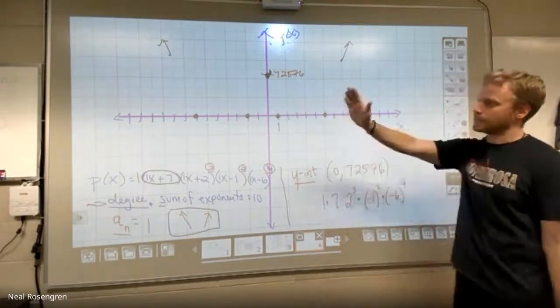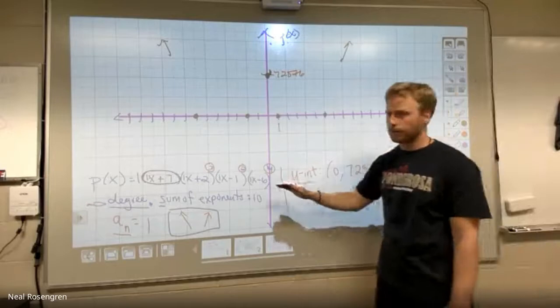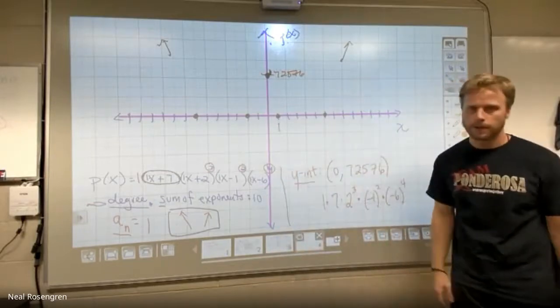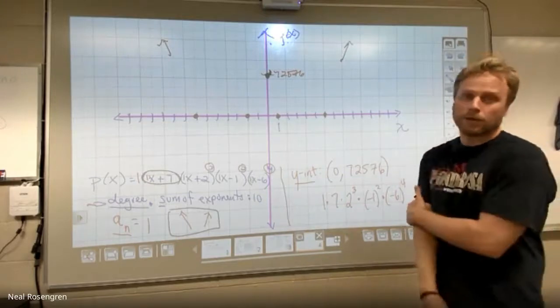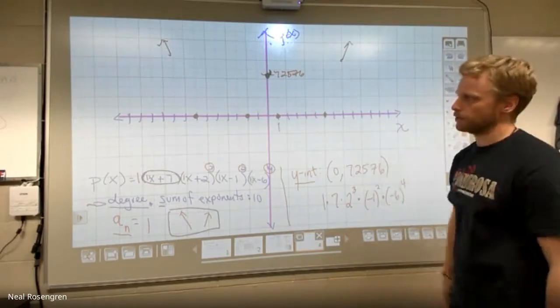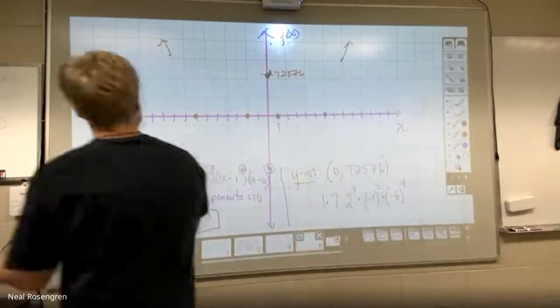If I can connect now from left to right, considering the multiplicity of each of these zeros, then I feel really good about what I've got. And when we get to class, I'll show you how to manipulate your calculator to help you see whether or not you're doing this right. But now here we go. I'm just going to connect this thing from left to right.